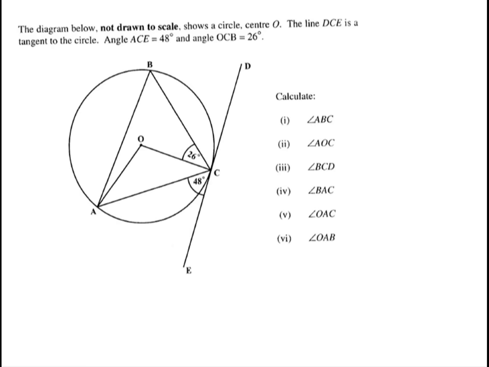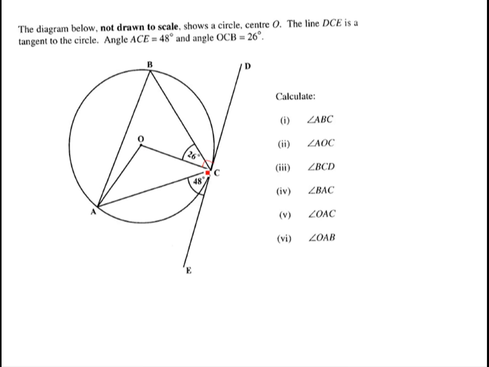Okay, so we're seeing a radius, and a radius meets a tangent. And we know that rule: a radius meets a tangent, so this angle right in between here should be 90 degrees. This is a radius from the center of a circle to the circumference, and this is a tangent, and a radius meets a tangent at 90 degrees. So we can put a little right angle there.